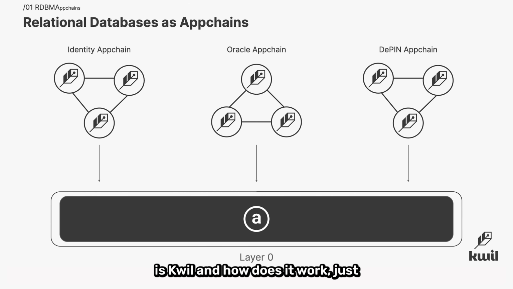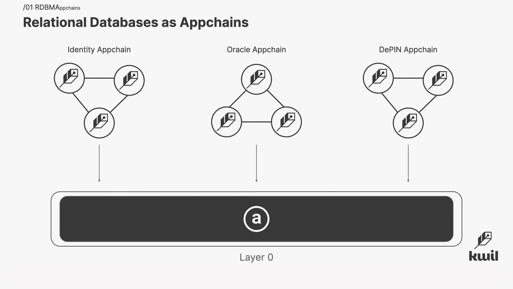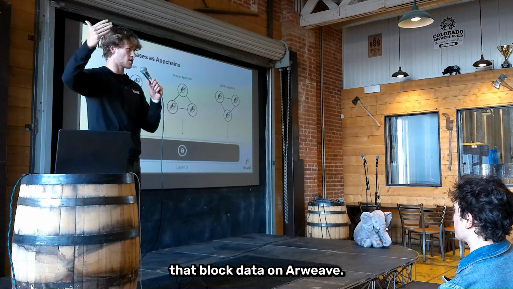Let me just get into what is Kwil and how does it work, just to cover the general architecture. You can conceptually think of it like Byzantine fault-tolerant Postgres, or it is Appchains on top of Arweave, where each individual Kwil network has its own consensus. It runs on Tendermint, if anyone's familiar with Tendermint. It runs its own consensus, and it executes logs against a Postgres database. And we reroute all the queries to be deterministic, and then we have a proof process, which I will not get back into here, where you can prove state back. And so we essentially have this way of running Postgres in a Byzantine fault-tolerant environment, and then you can store that block data on Arweave.